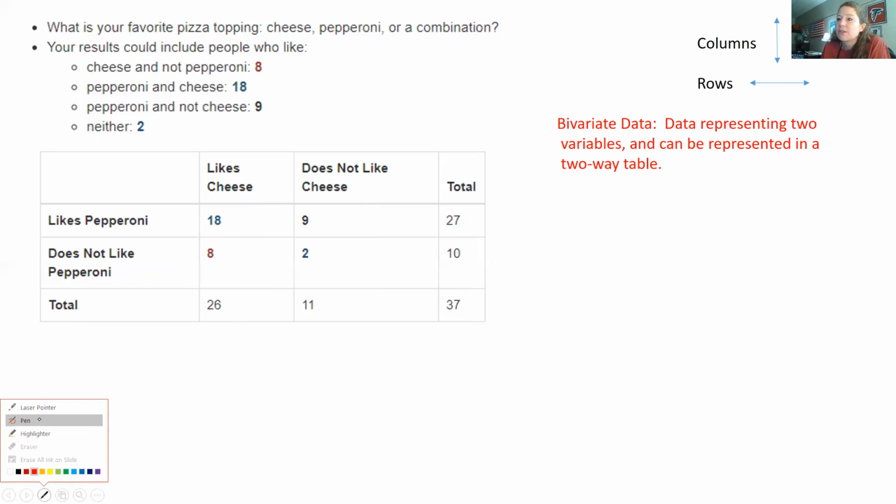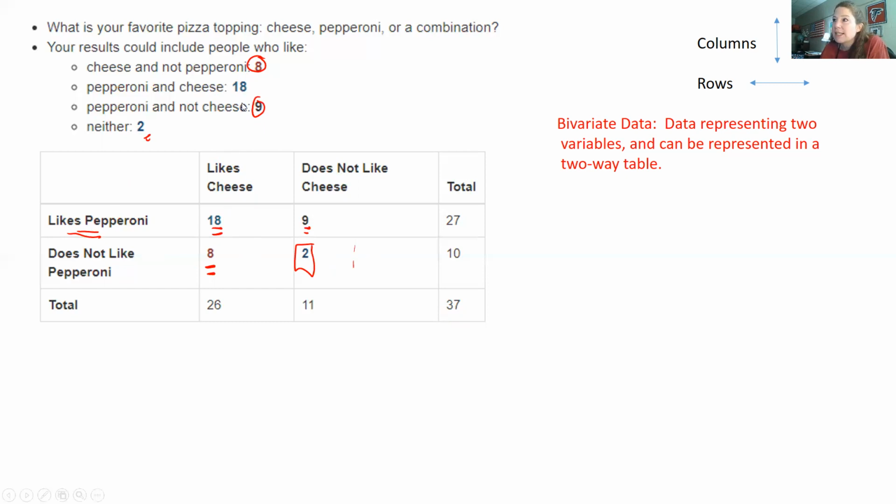So once you have all that data, you can figure out the number of people who like cheese and not pepperoni. So you go to the column that says likes cheese, right here, does not like pepperoni. That's where those 8 people go. People who like both: we go to people who like pepperoni, people who like cheese, and that's where those 18 people go. People who like pepperoni, which is this row right here, but do not like cheese, we come right here, and that's where those 9 people go. And finally, for neither, does not like pepperoni, does not like cheese, 2 people go in that situation.